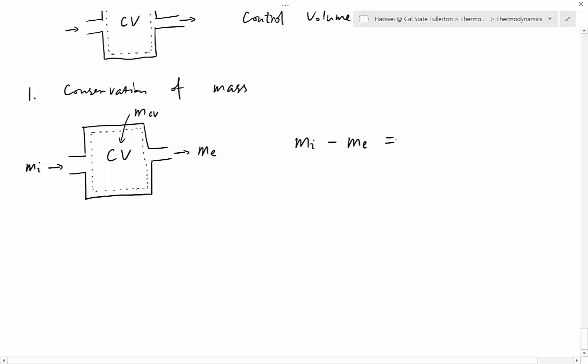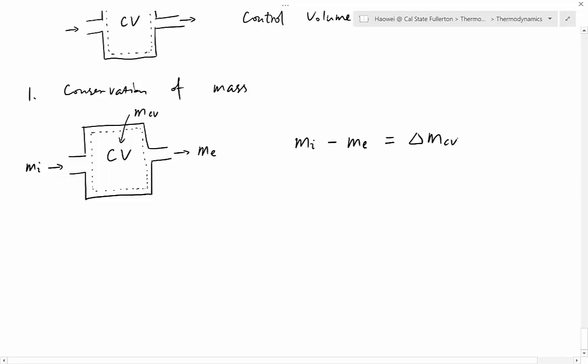So for example, if Mi is equal to 10 kilogram, and then Me is equal to 8 kilogram. So 10 kilogram goes into your system, and then 8 kilogram comes out of the system. Where does the 2 kilogram go? The 2 kilogram will stay inside and be added to the mass of your control volume. So 2 kilogram is the change of the mass of the control volume.